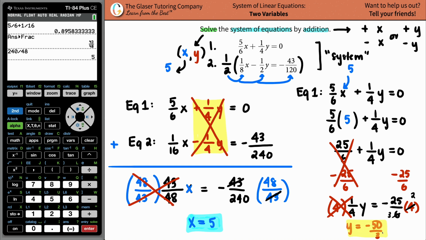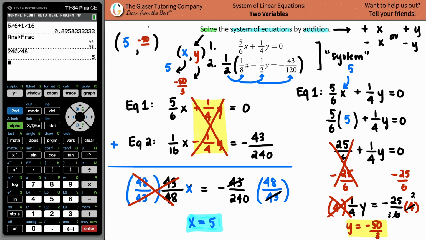And I believe this looks good, right? 5 times 5 is 25 over 6 minus. Yeah, right? Why wouldn't that work? So we have our solution. Now, if you want, because maybe for this one, negative 50 over 3, you might say that's a weird number. So what we can do is just check, right? The y, which we just found out, was negative 50 over 3.